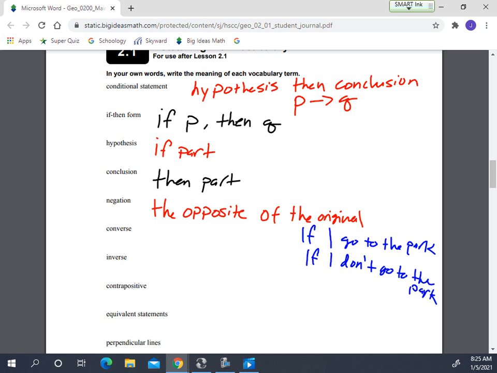The converse is opposite the conditional. We just exchange the hypothesis and the conclusion. So an example would be, if Q, then P. That's our converse. If Q, then P. So it's conclusion, then hypothesis.